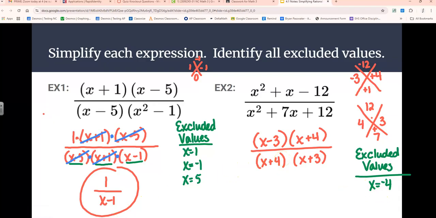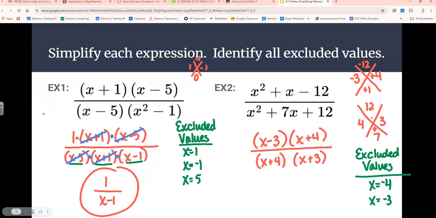Adela, what is the other one? Negative 3. X equals negative 3. Because if I plug in negative 3 right here, negative 3 plus 3 gives me 0, right? Okay, so you want to do excluded values before you cancel, because once you cancel, you'll lose some of them, okay?